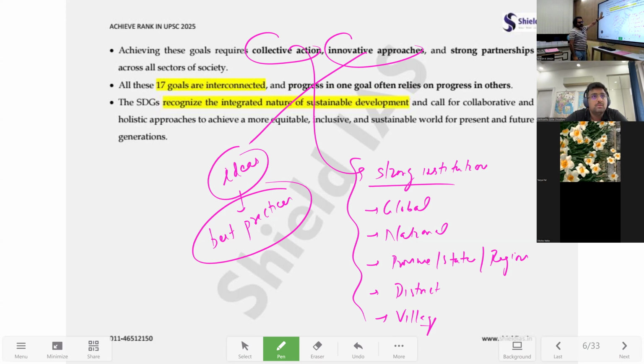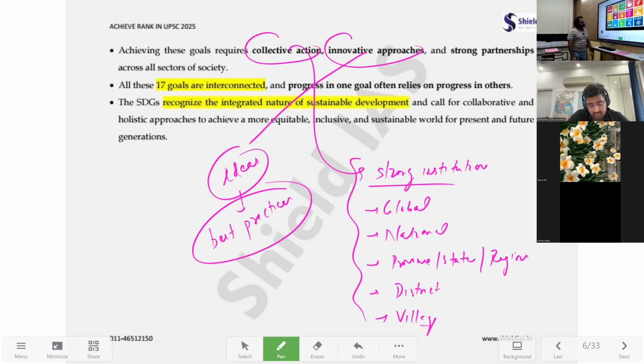Now, the interesting thing is how these are being framed. All these 17 goals are interconnected. That means progress in one goal will lead to progress in others. They are going to create chain reactions. All these are interrelated. The SDGs recognize the integrated nature of sustainable development and call for collaborative, holistic approaches to achieve a more inclusive and sustainable world. So let us understand all these goals one by one.